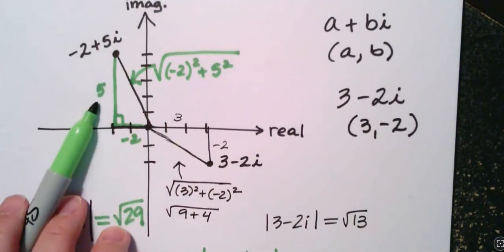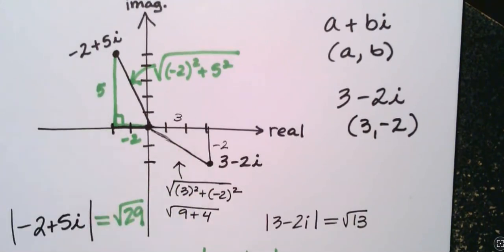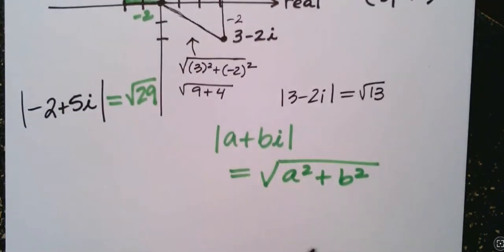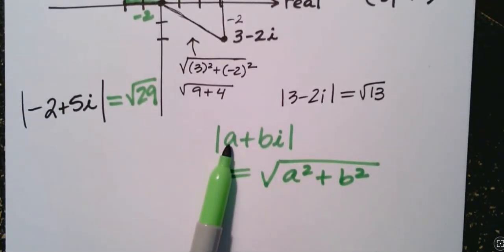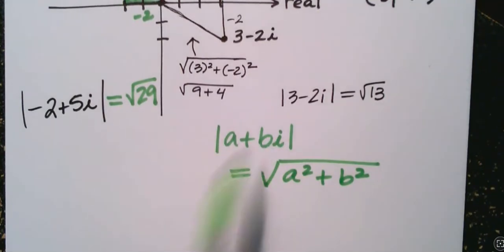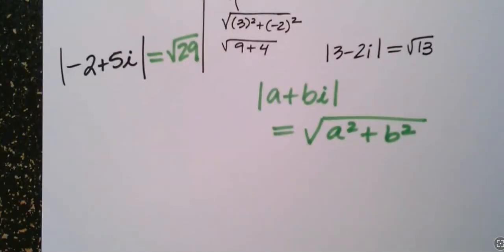And that's represented here by 5 or here by negative 2. So we don't have to do anything special with the i when we're finding the absolute value. We just take the square root of this number squared plus this number squared. And that's my answer. The absolute value of a complex number is something that people tend to forget a lot, what they're supposed to do with it.